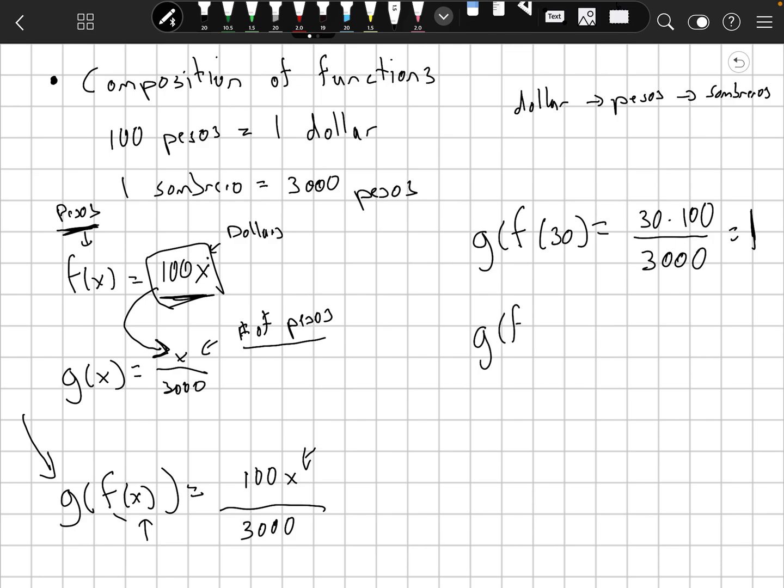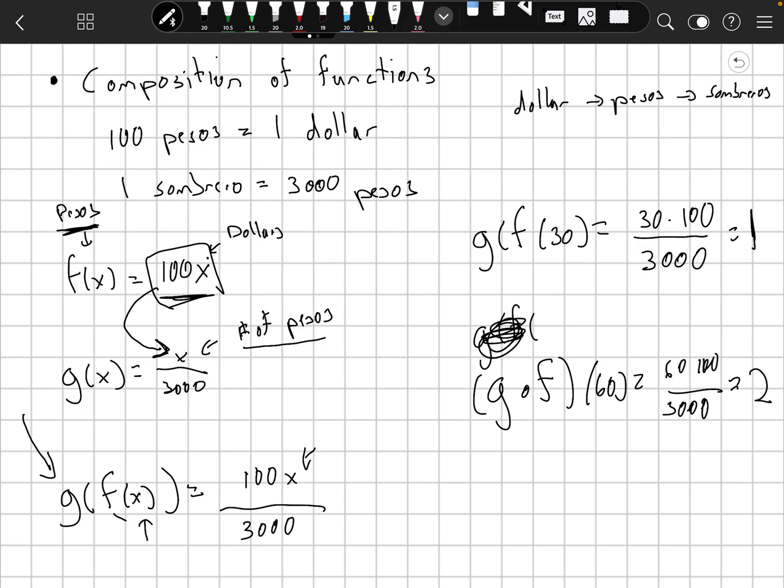Okay, if I wanted to put in, oh, and I'm going to rewrite this a little differently because there's two different notations that mean the same thing. It sounds like g of f, or it looks like that, but the idea is f is inside of g. So g composite f. And this time I'm going to put in, let's put in 60 for x. So 60, and we've got 60 times 100 divided by 3,000 will give me two sombreros.